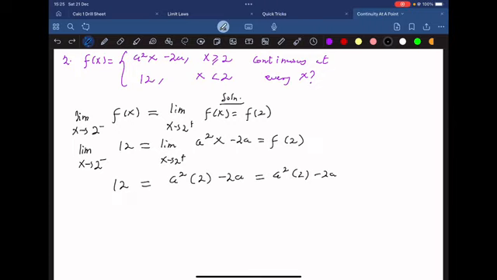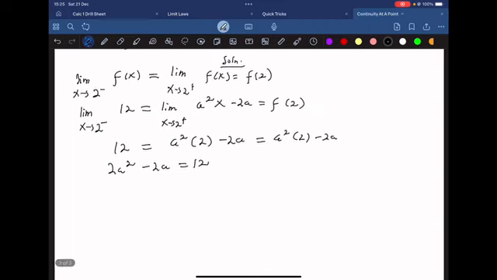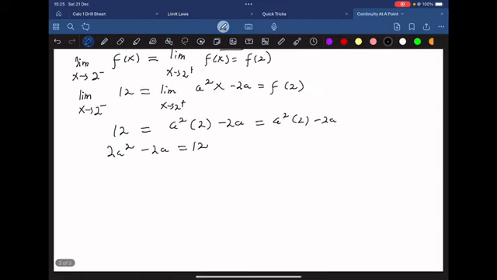So we have 2a squared minus 2a is equal to 12. We can send the 12 to the left hand side. So we have 2a squared minus 2a minus 12 is equal to 0. Now, let me rewrite it properly. We have 2a squared minus 2a minus 12 equal to 0.